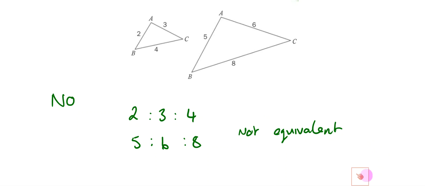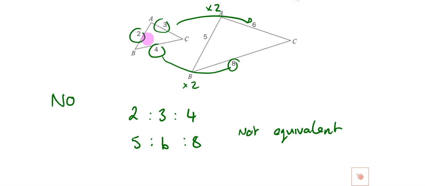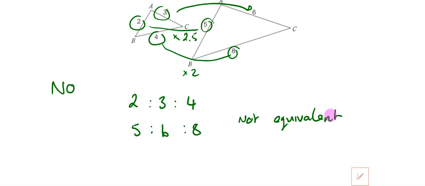Yeah. Lots of people did write, well, 3 to 6, well, that's multiplied by 2. 4 to 8 is multiplied by 2. But 2 to 5 is multiplied by 2.5. So the best ones there were people who listed those out.